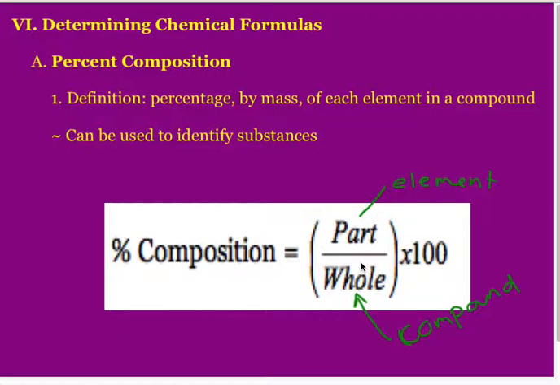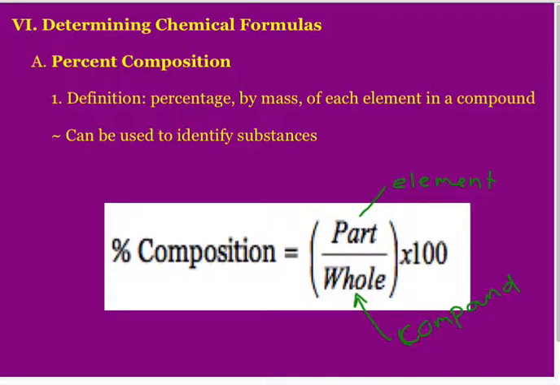Basically, you're finding out, of the whole, what percentage is the chemical you care about. This is by mass, because we're doing the percent of the compound by mass in the whole compound. You can use it to identify substances, and to see which ones are better choices for situations. So the formula is: percent composition is the part that you want, typically an element but it can be other things, divided by the whole thing, which is the compound. Since we want it as a percent, we multiply by 100.